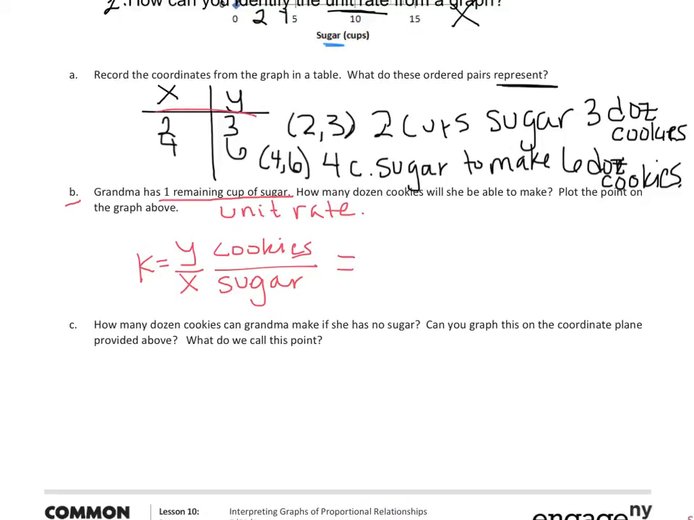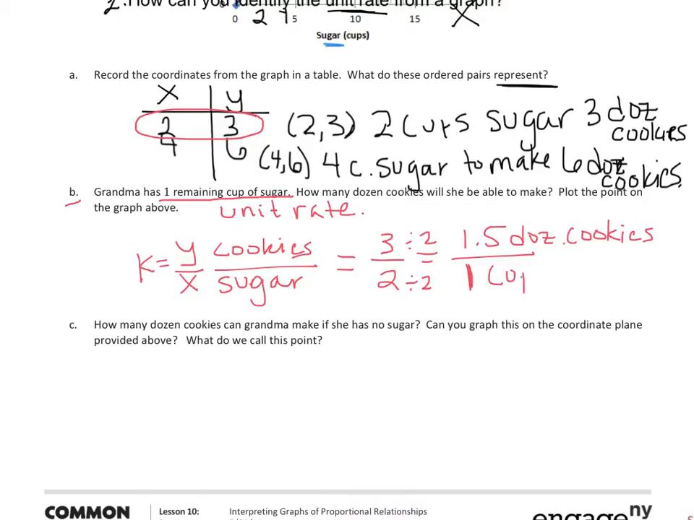All right, so taking this ordered pair, I'm going to fill that in. So I have 3 to 2, which equals, divide by 2, divide by 2, I get 1.5 dozen cookies will take 1 cup of sugar. So our unit rate will be 1.5. k equals 1.5.